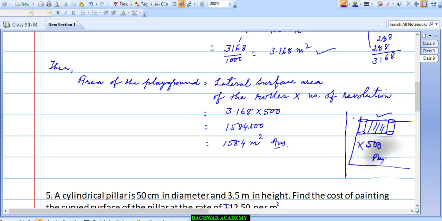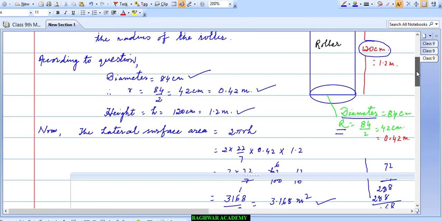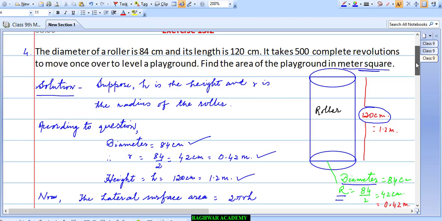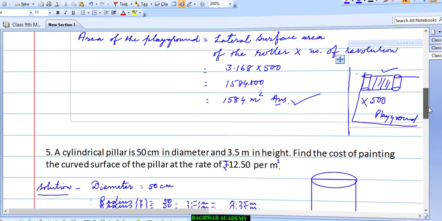So we need to multiply this with 3.168. So 3.168 into 500, you multiply this, you will get 1584 meter square, and this is your answer. So I hope you understood. If you have not understood, watch again two or three times, many times, try to understand, and you should be able to solve the question by yourself.